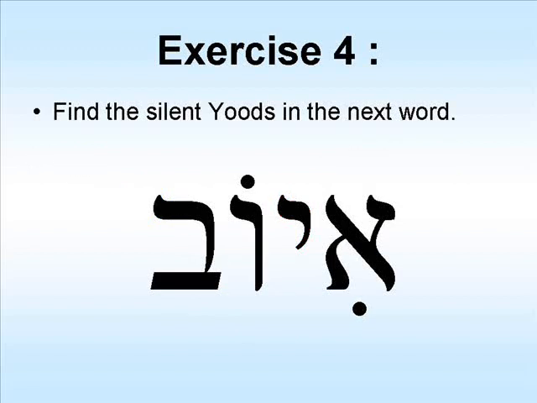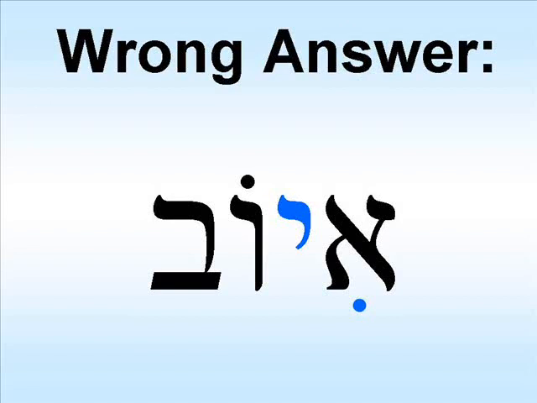Exercise 4. Find the silent Yood in the next word. The next word is Iyov. Now, seemingly, we might make a mistake. We might believe that the Yood is silent because there is a chirik underneath the aleph that precedes the Yood. But that is not correct, because first of all, we must check if the Yood itself has its own vowel.